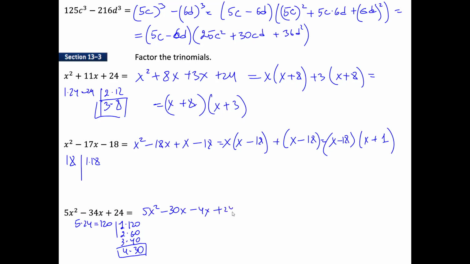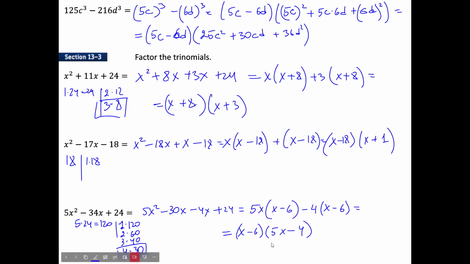plus 24. So first pair, 5x jumps outside and I have x minus 6. Second pair, I take minus 4 outside and I have x minus 6. x minus 6 is a common factor. What I have left is 5x minus 4, it's another factor. Nice trick, huh? Any questions, gentlemen?